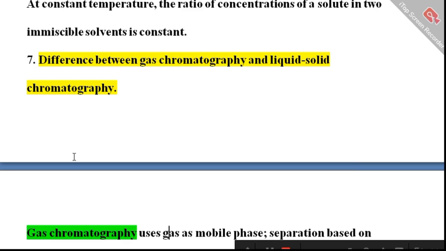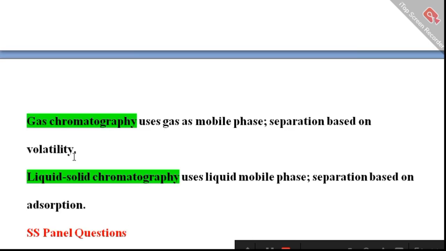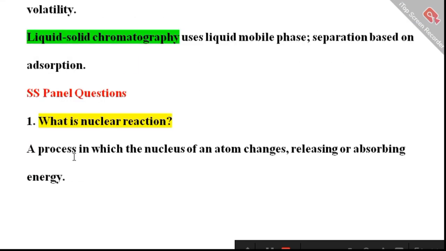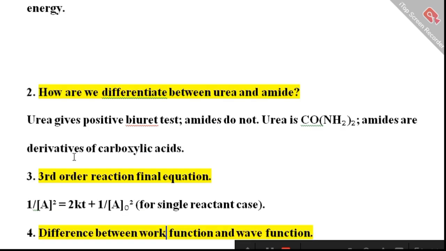Difference between gas chromatography and liquid chromatography. In gas chromatography, gas is used as the mobile phase. In liquid chromatography, liquid is used as the mobile phase, and separation is based on adsorption, while in the other it is based on movement of gas. Next, what is a nuclear reaction? A nuclear reaction is one in which the nucleus is involved.